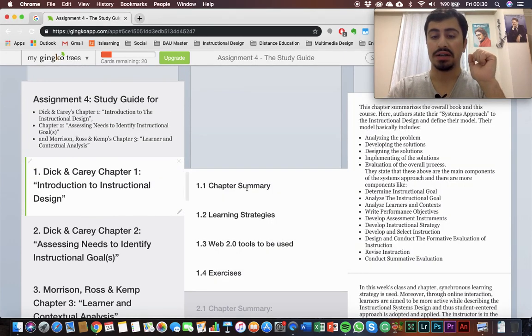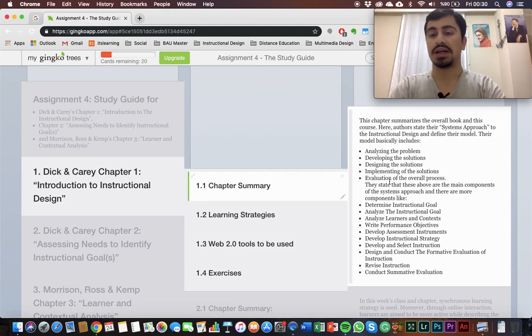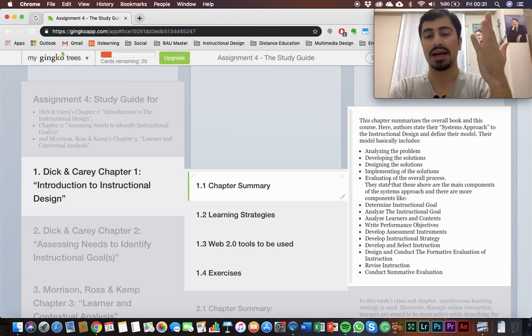Introduction to Instructional Design. When we look at the chapter summary, this chapter is about the overall book of this course. Actually, it's the main course pack. So, the authors state here their systems approach to instructional design and define their model in detail. So their model basically includes analyzing the problem, designing the solutions, developing the solutions, implementing the solutions, and evaluation of the overall process. So we simply call it the ADDIE model: analyze, design, develop, implement, and evaluate.